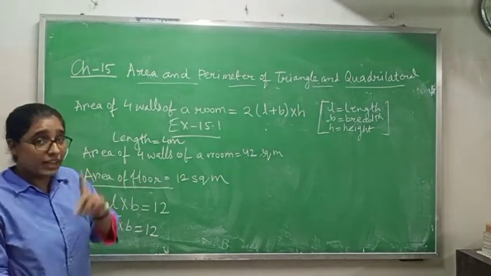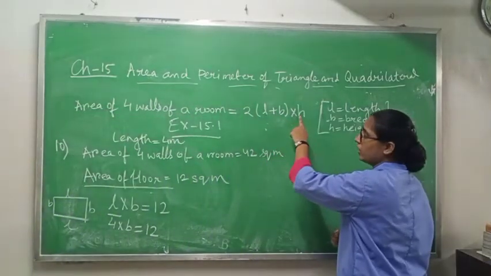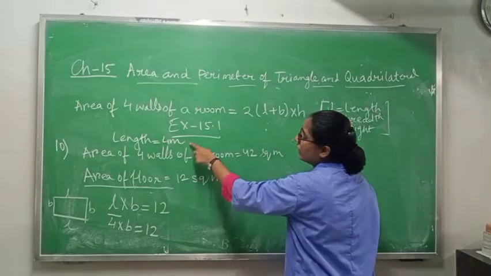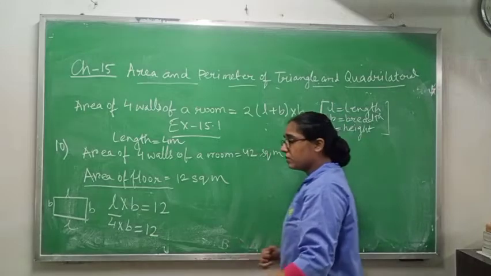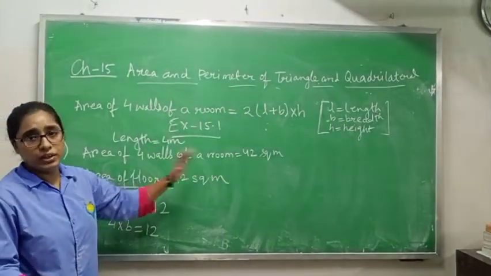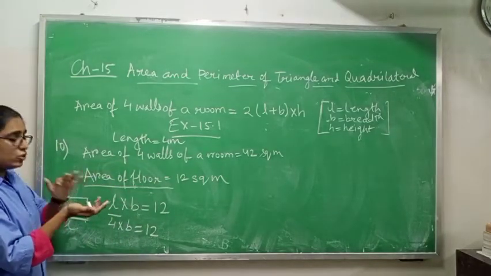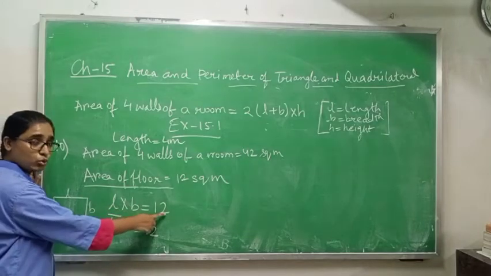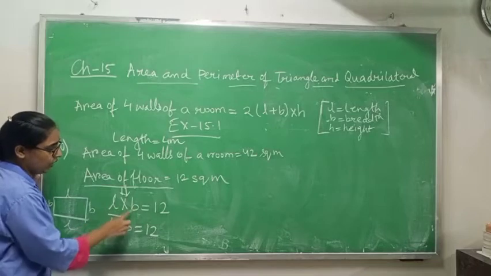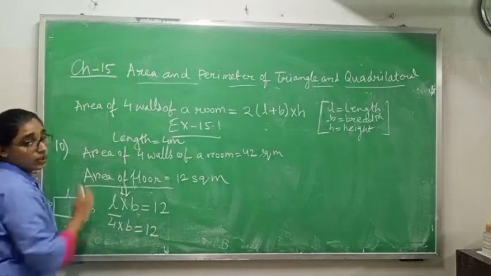Now they are telling you to find the height. To find the height from here, you need L and B. L is already given, which is 4 meter, but B you don't know. For this reason, you have to use the area of floor equals 12 square meter. The area of floor is always rectangle in shape. That is why L into B equals 12. That is why in place of area of floor I am writing L into B. Length is 4, breadth as it is, equals 12. Length is 4 because length is given as 4 meter.